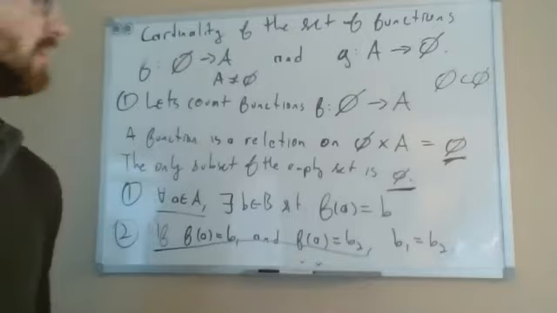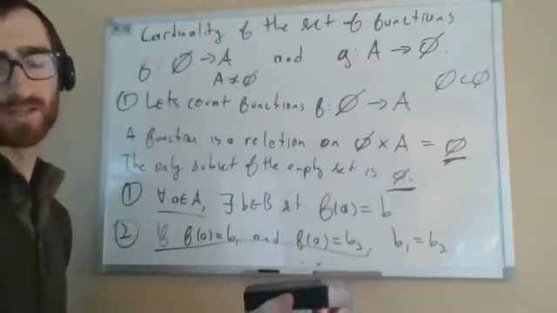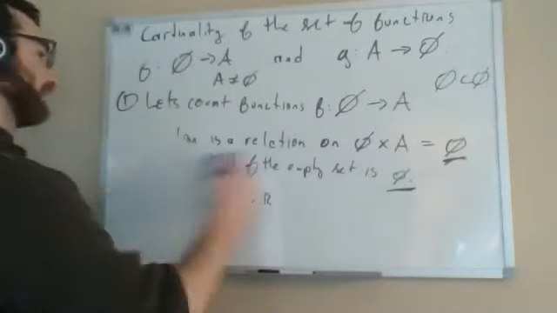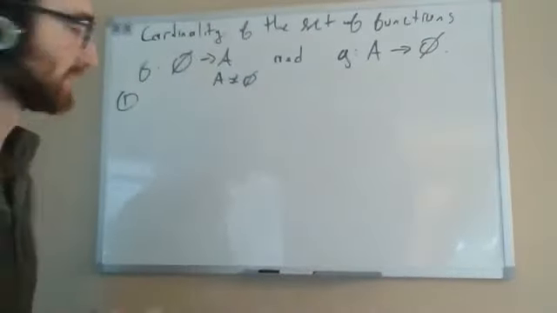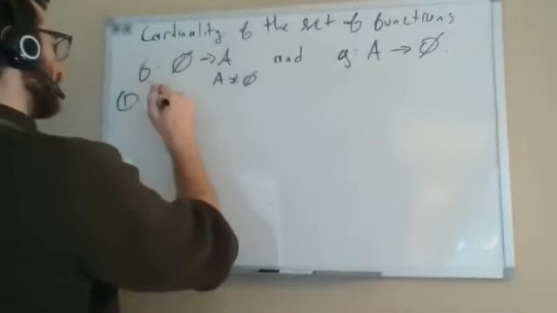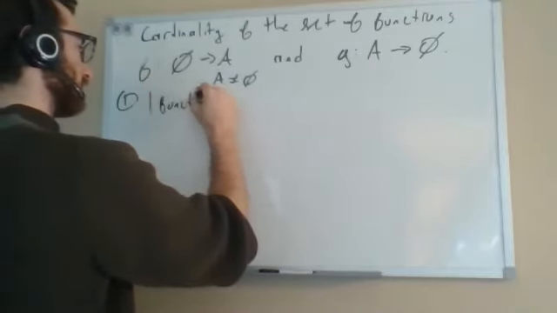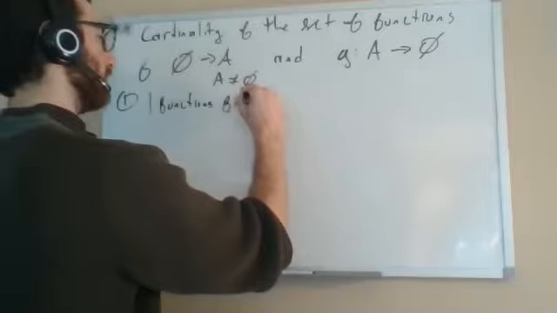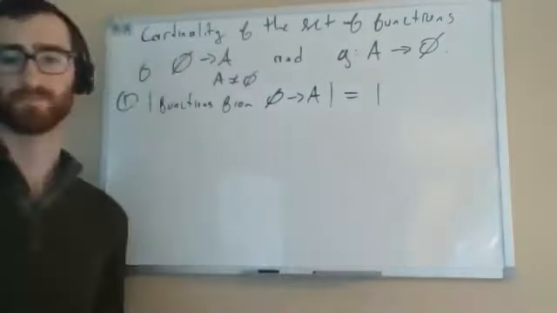So, am I okay to erase this? I'm sure I am because I'll record this and you can pause it and look more carefully and all that. But the point is that the size of functions from the empty set to A is equal to 1. There's exactly 1.